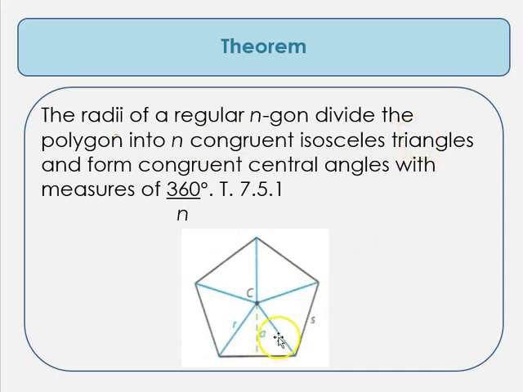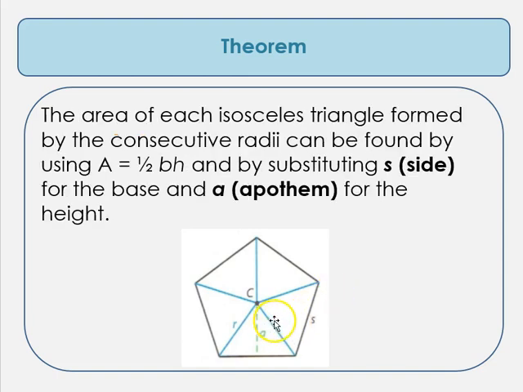And remember, there will be a different number, and you will notice a pattern soon. In the octagon we had 8. In this pentagon we have 5 isosceles triangles, and form congruent central angles with measures of 360 degrees divided by the number of triangles. Okay? So in the octagon we had 360 divided by 8. In this instance we would have 360 divided by 5, using the same drawing.